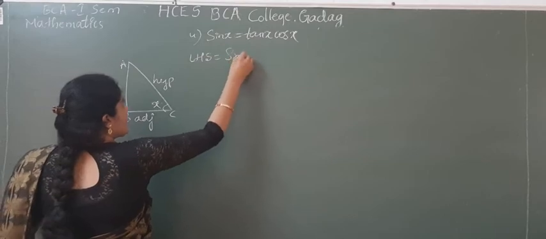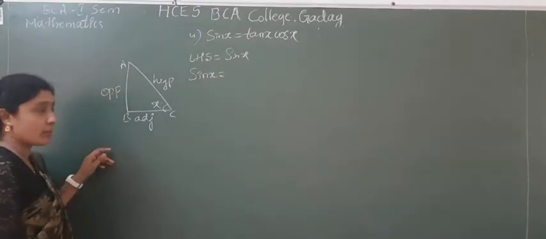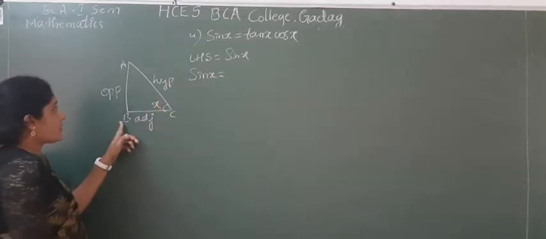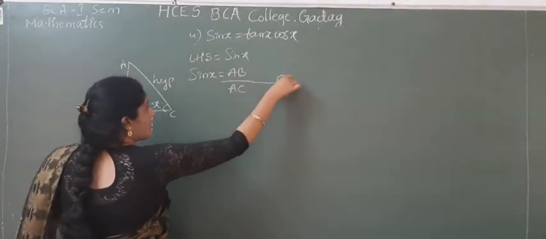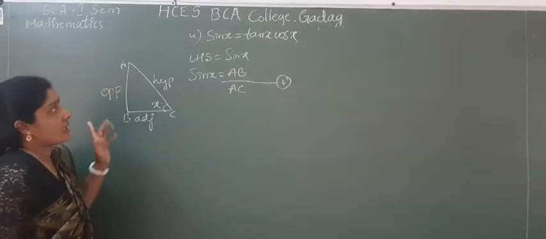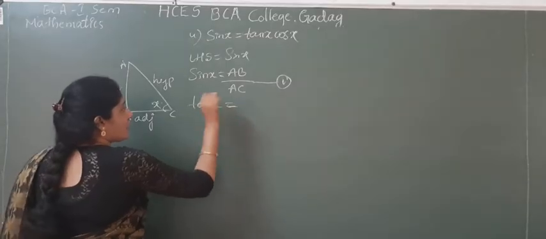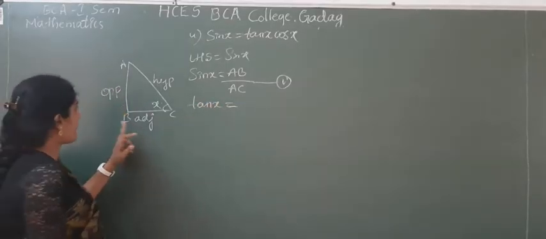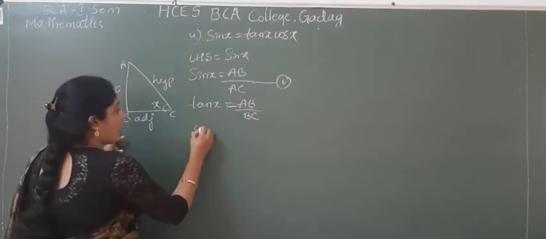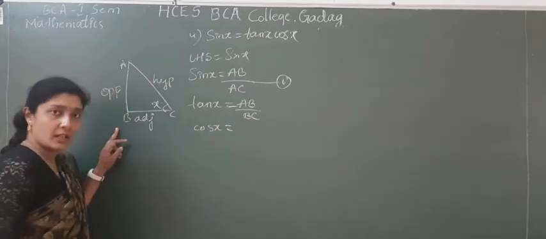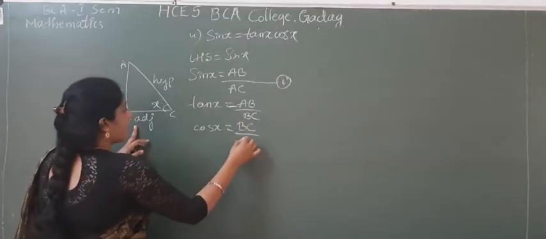LHS, which is sin x. So what is sin x? Sin x is nothing but opposite by hypotenuse. So AB divided by AC. So this is our LHS. Next, tan x into cos x. So let us take tan x. What is tan x? Opposite by adjacent, that is AB divided by BC. Next, cos x. What is cos? Adjacent divided by hypotenuse. So BC divided by AC.